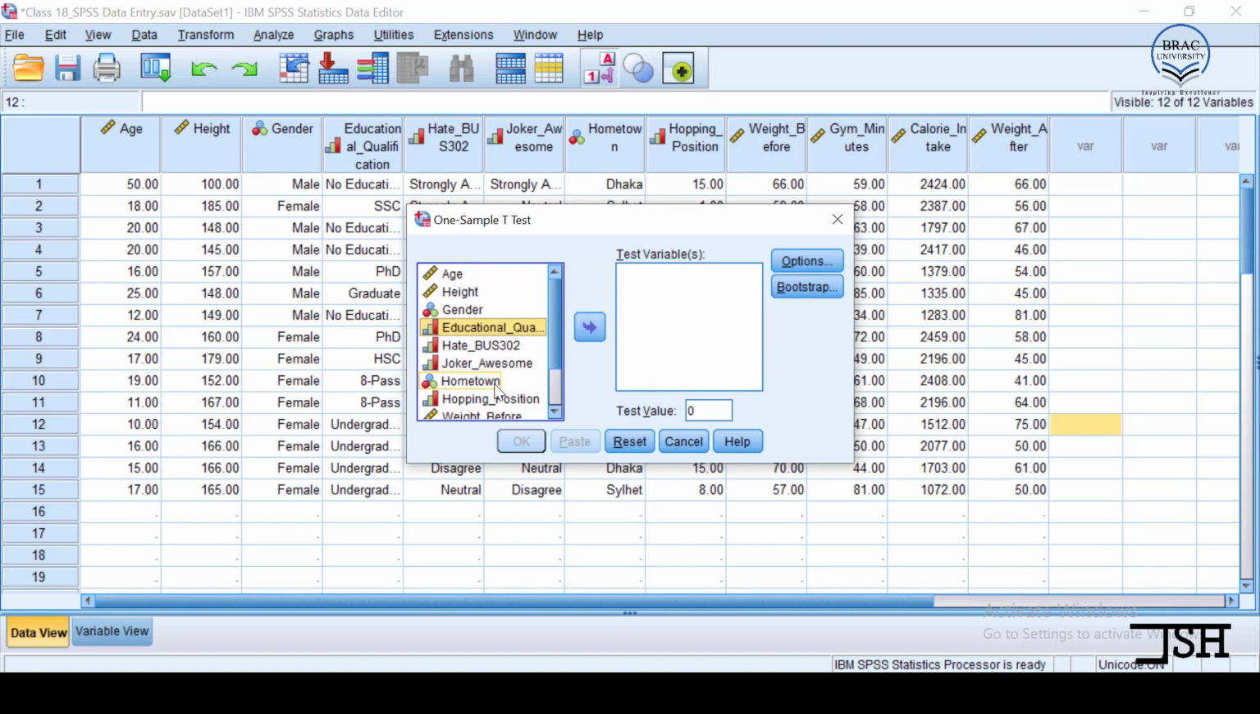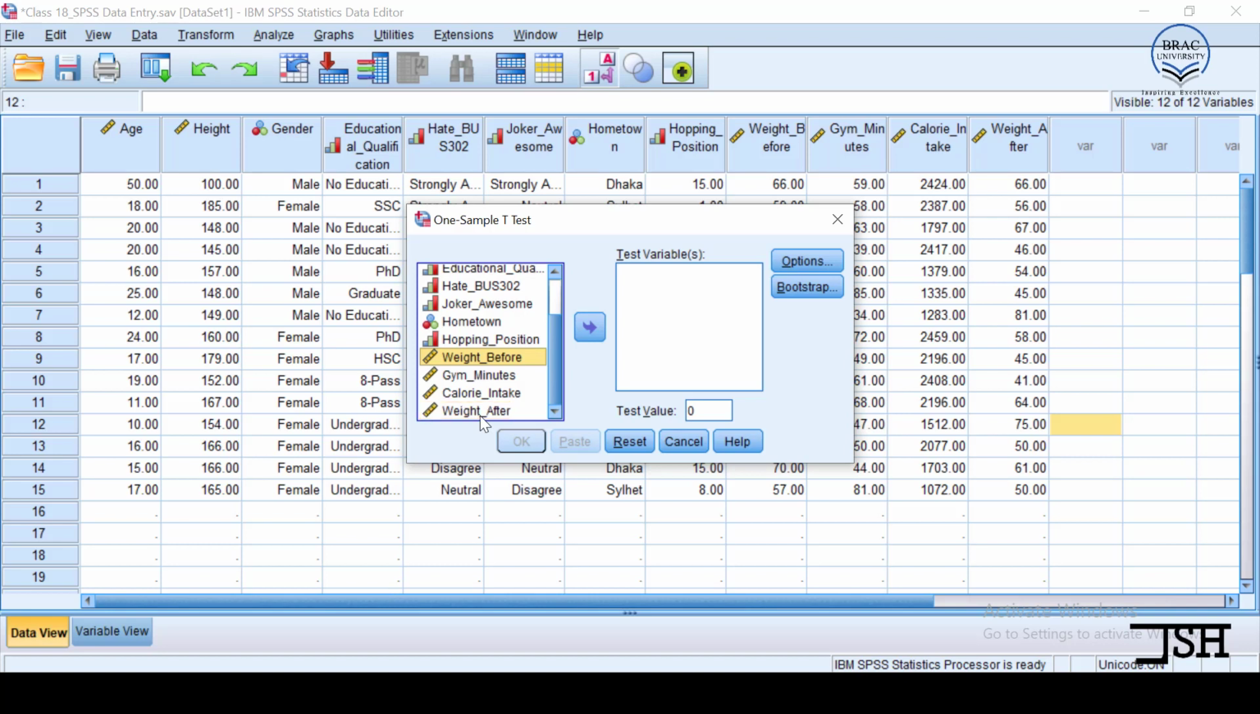Now I'm going to search for the weight variable. If I go down, we have weight before and weight after. Let's assume that the question is asking us to compare the mean weight before the exercise program. If the question asked us to compare weight after, the process would have been exactly the same, so do not worry about it.